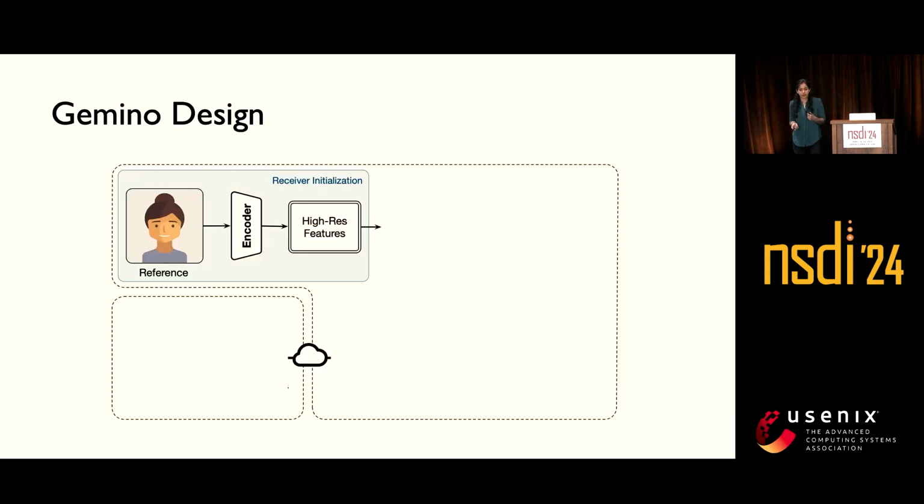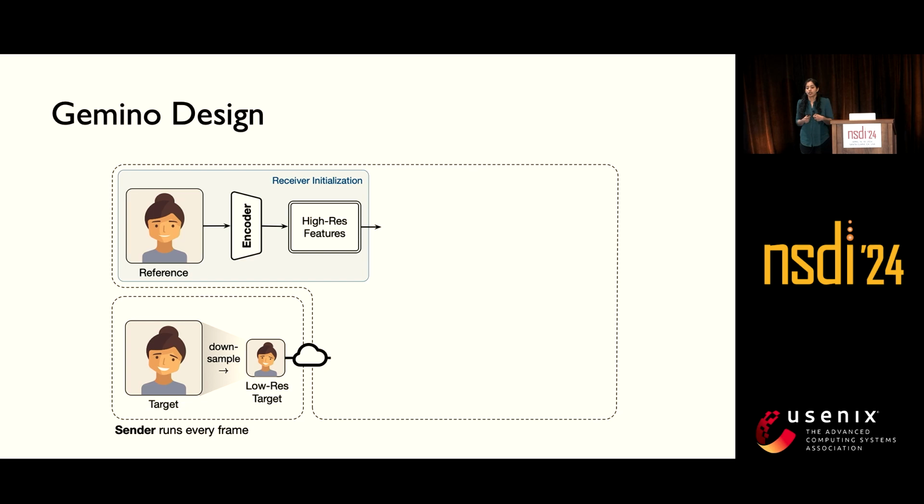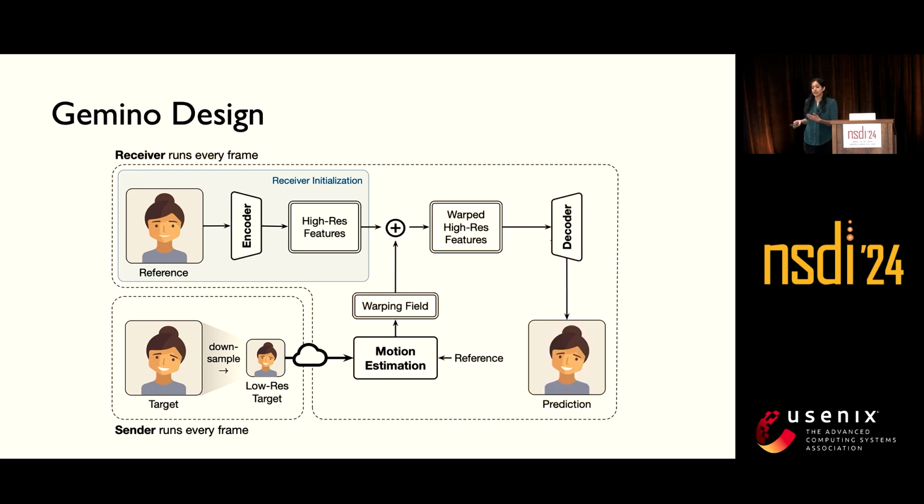So it's with this insight that we designed Gemino, where we first initialize the receiver at the start of the call in all our experiments with encoded features that come from the high-resolution reference. On every single frame that's read off the camera at the sender side, we first downsample it to produce its low-resolution version. The low-resolution version is compressed and transmitted over the network. Once it's received on the receiver side, the receiver first runs a motion estimation module that tells it how it needs to warp or transform the features from the reference frame to the target pose.